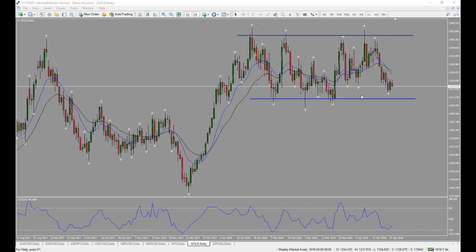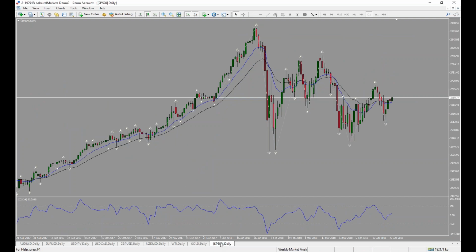Pretty straightforward, that one. Last for the week, S&P 500. I thought I had a line across here somewhere last week. Oh, I didn't hit it.